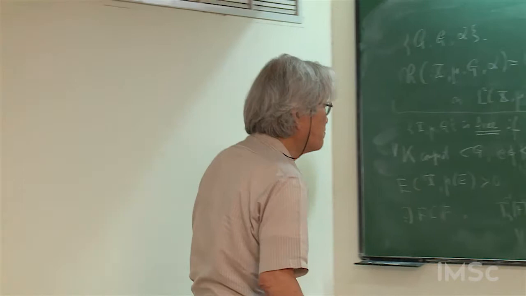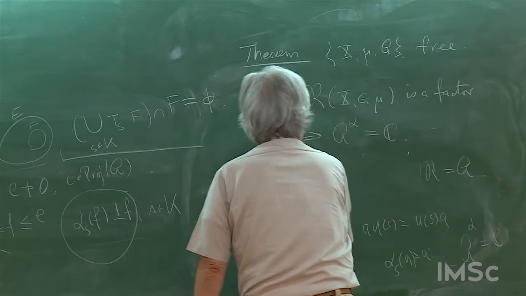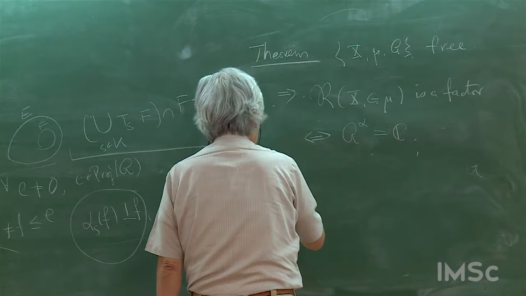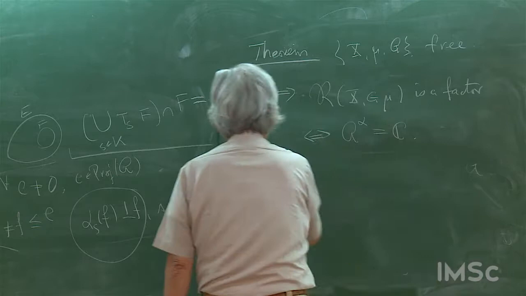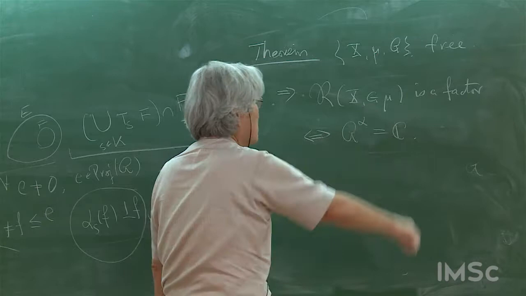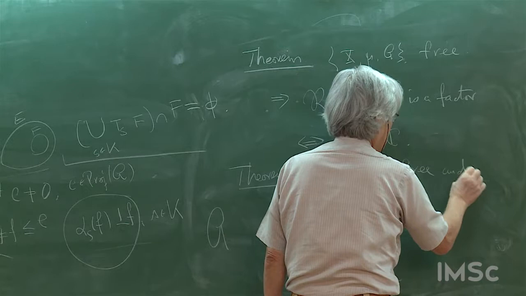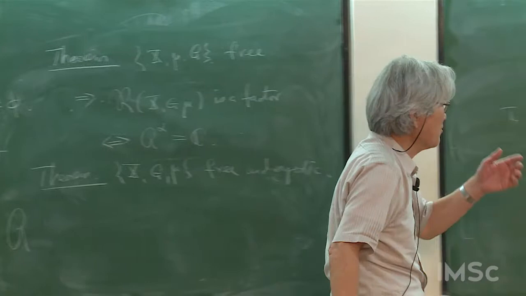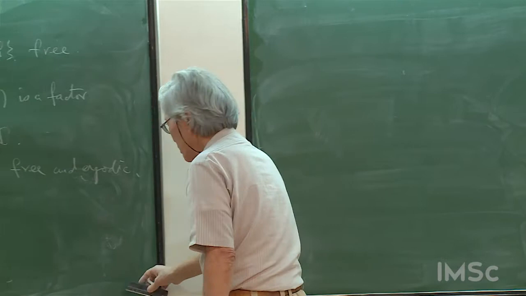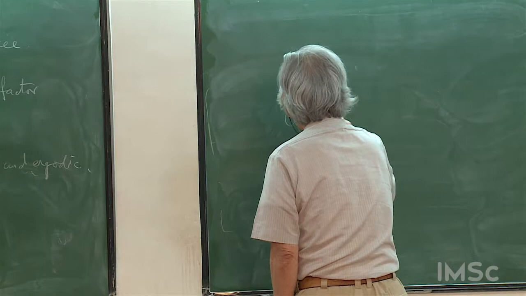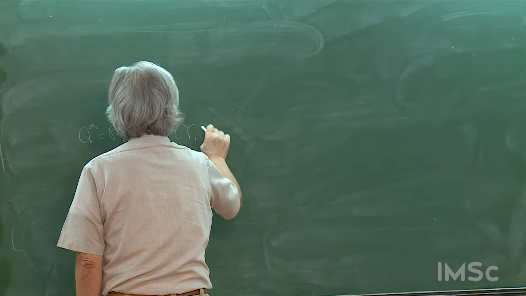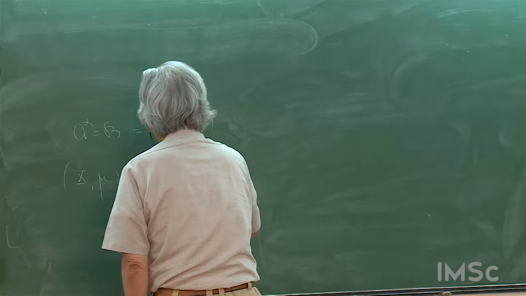So now we assume both. So our action is free. Now we have a theorem: X, G, mu is free and ergodic. Well, maybe I should make one small comment. If A alpha, say B, is L infinity of Y, nu, then that means X, mu to Y, nu.